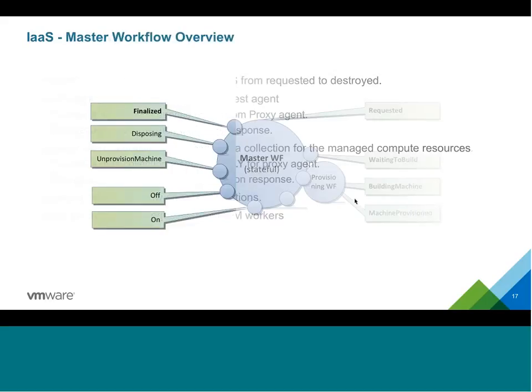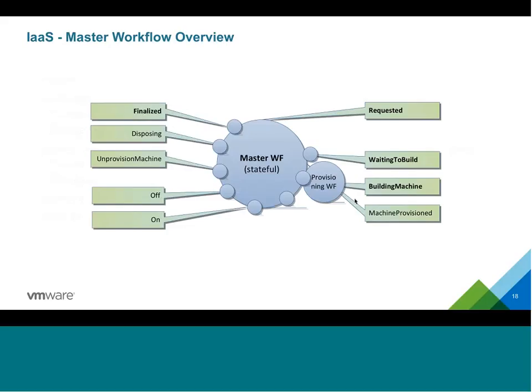The workflow that it runs at the back end is a stateful workflow, so it knows which state it is in. So if something goes wrong, say one machine goes down, it still holds the state. It's disposing, unprovisioning machine, on, off, building machine, waiting to build. These are all the states that you can have for the master workflow under manager service.